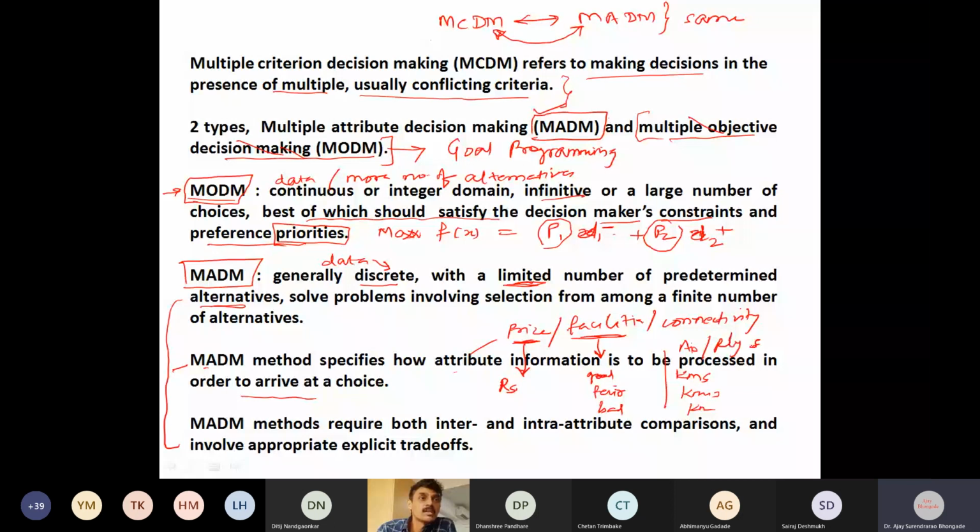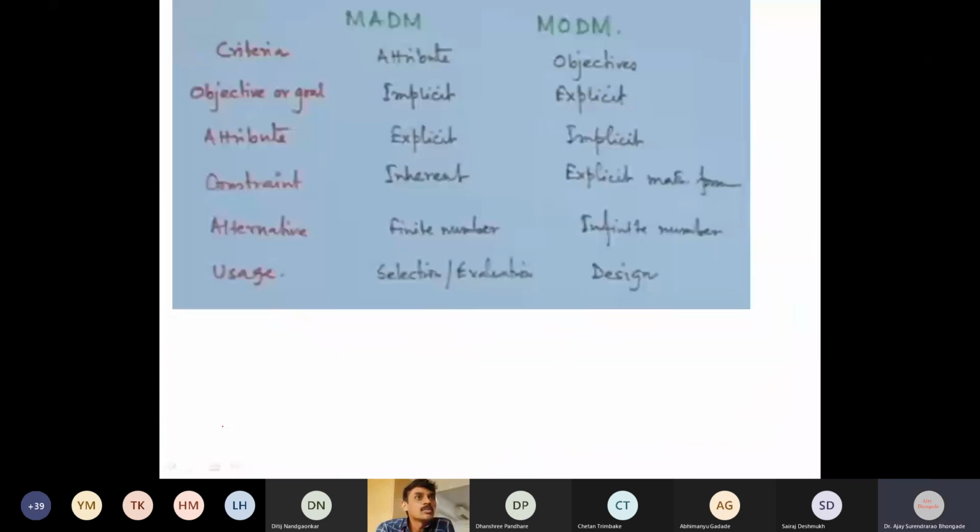Now, if you try to notice, all these features, price, facilities, connectivity, attributes, we cannot compare directly with each other. How can we compare the price with the facilities, or the facilities with the connectivity, or the price with the connectivity? That has to be taken care of by the proper methods stated in this MADM approach. We are not going to talk about MODM here, as we are already talking about it.